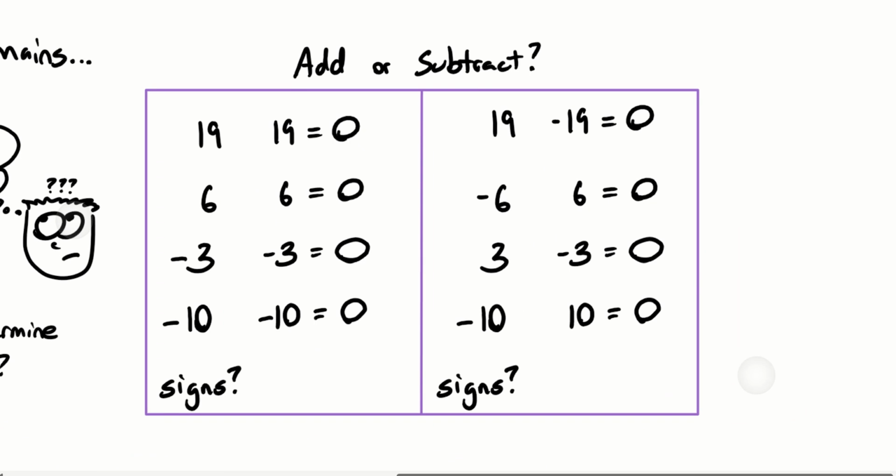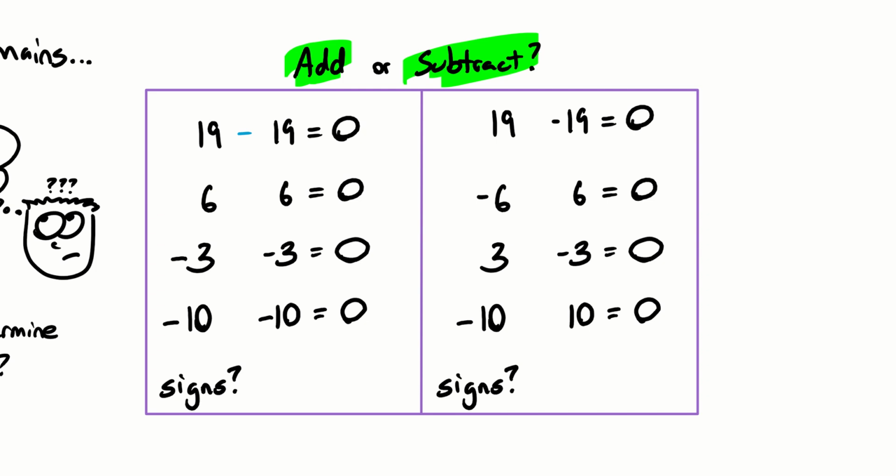Here I have a few examples here. And the question is, do I add or do I subtract to get 0? Notice that 0 is my solution for each of these. If I have a 19 and another 19, both of them positive, if I add them together, do I get 0? Of course not. 19 plus 19 is not equal to 0. 19 minus 19 is 0.